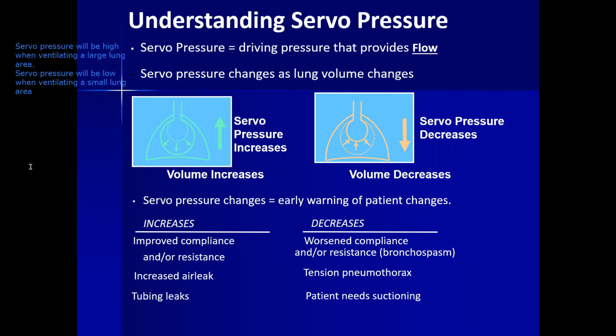And now let's talk about the neonate's lungs. What do you think would happen if the jet vent is ventilating both lungs, and then one lung completely collapses, and now the jet vent is only ventilating one lung instead of both lungs? Will the servo pressure go up or will the servo pressure go down? Excellent, you got it. Servo pressure will go down because now it's ventilating a smaller area.